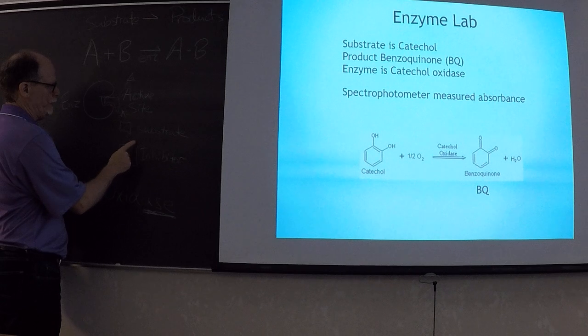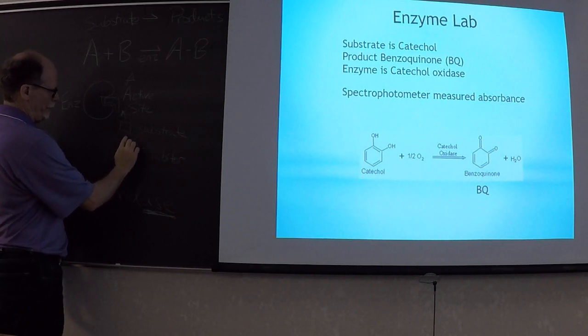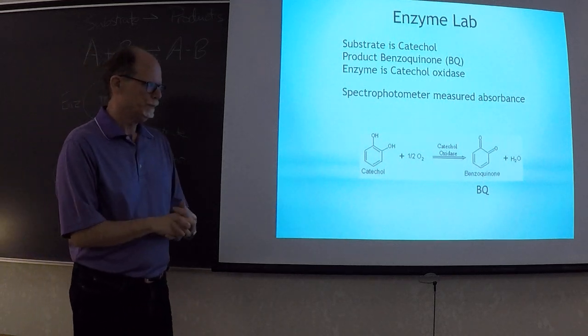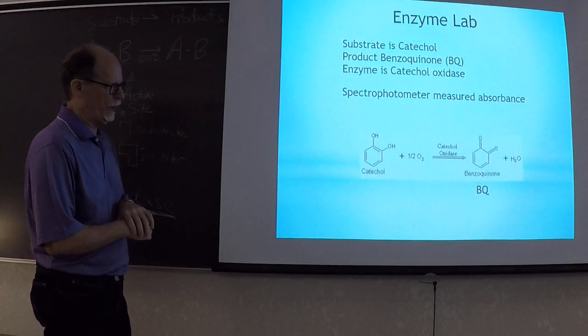So inhibitors tend to have a square part and this square part that are similar enough that the inhibitor can mimic the shape of the substrate.